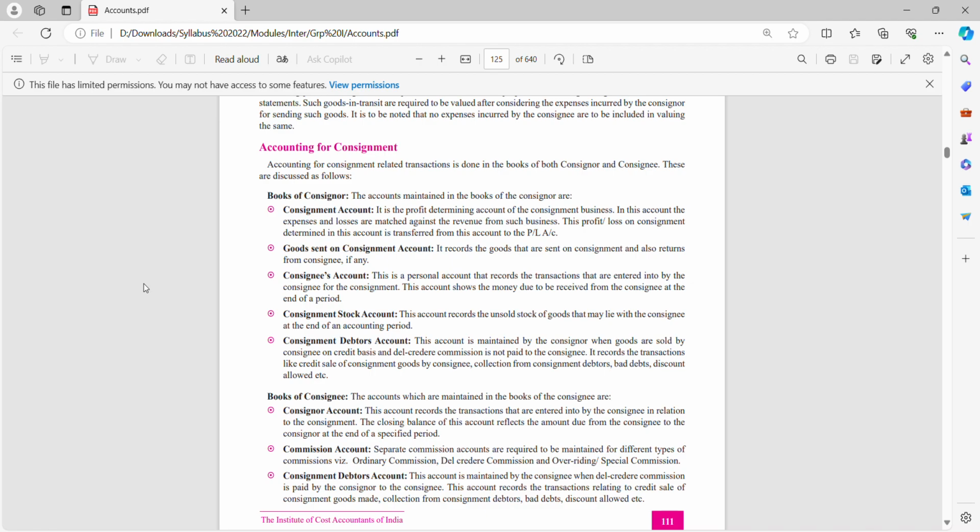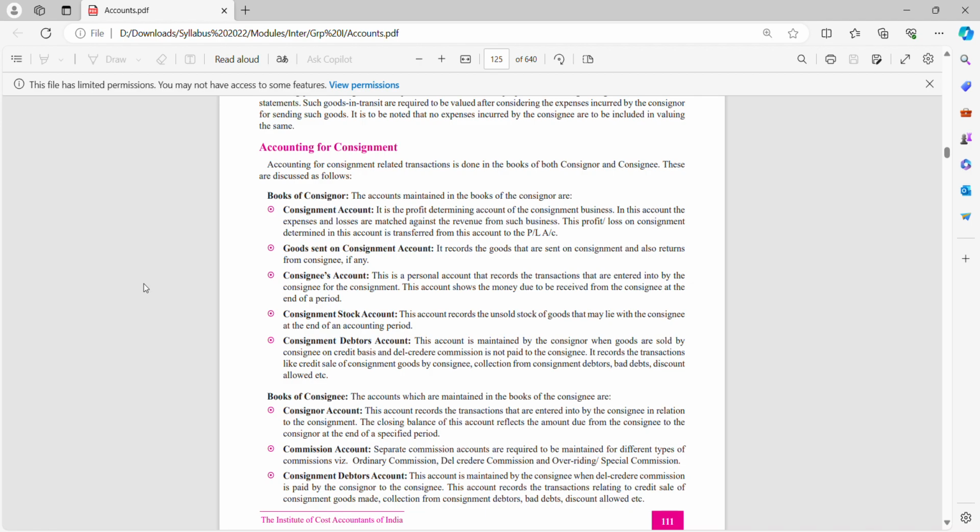So we have goods sent on consignment, it records goods that are sent on consignment and also returns from consignee. Then we have consignee's account. So what is consignee's account? This is a personal account that records transactions entered into by the consignee for the consignment. So that's consignee account. Suppose agent's commission, del credere commission, sales done by agent, such types of transactions will be reflected here. Consignment stock account, that is unsold items, closing stock will be shown here.